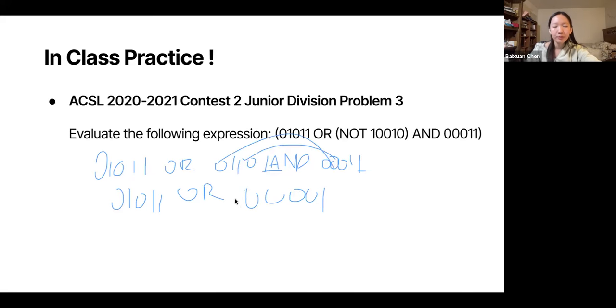And then for or, it'll return a 1 if at least one digit is 1. So here, the first one, none of them are 1, so it'll be 0. Second one, the second digit here is 1, so it'll be 0 1 0 1 1. So that will be the answer. Okay, so let's keep going.